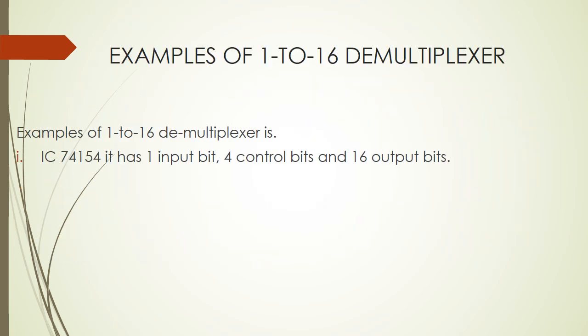Now, an example of a 1 to 16 demultiplexer. Let's take a look. We have IC 74154. It has 1 input bit, 4 control bits and 16 output bits. It is a printed circuit board which is embedded with multiple features, and those features have their specific functions.